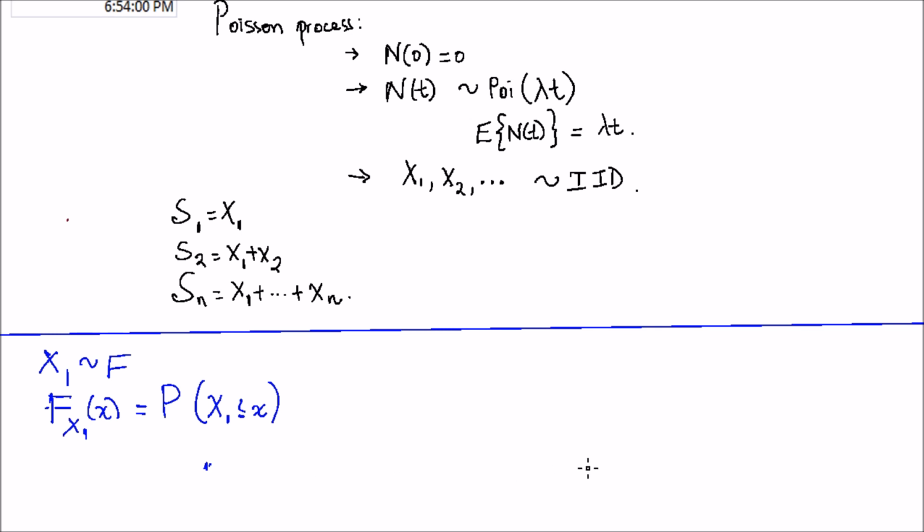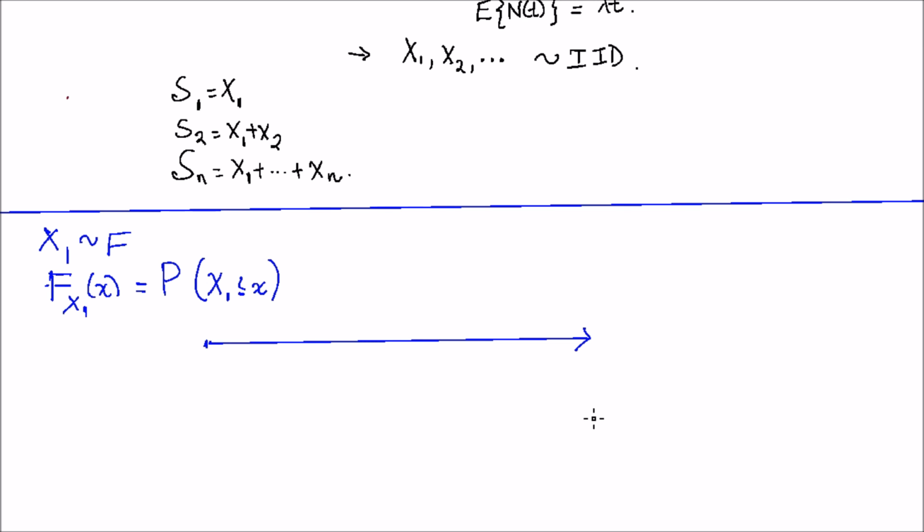Let's draw this timeline, and we have time 0 right there and time x right at that point. And we want to find the probability that the first arrival happens on or before that time x. For completeness sake, I'm actually going to write that event out. So that's the probability that the first arrival happens on or before time x.